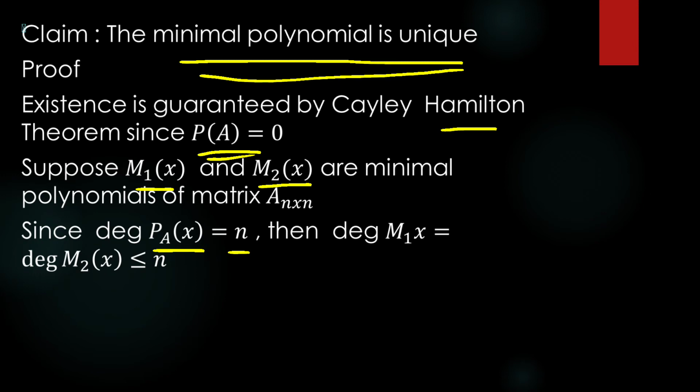Therefore, its polynomial again will be to that particular power, n. Therefore, the degree of minimum polynomial 1 will be equal to the degree of minimum polynomial 2, because we are getting them from the same matrix. But they can be either equal or less than the degree of the matrix, or the degree of the characteristic polynomial. So it will be less or equal to n.